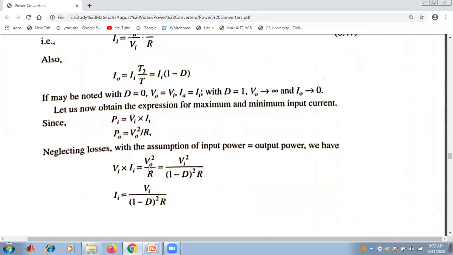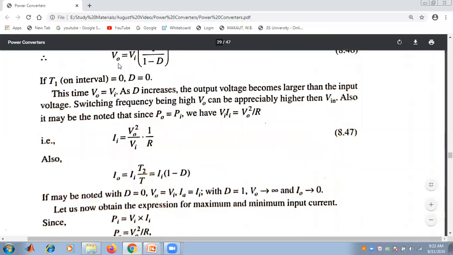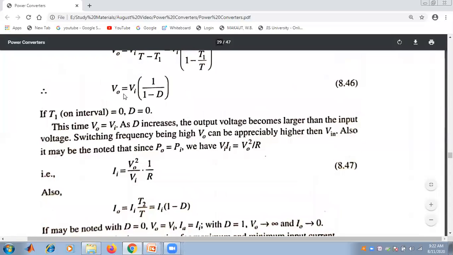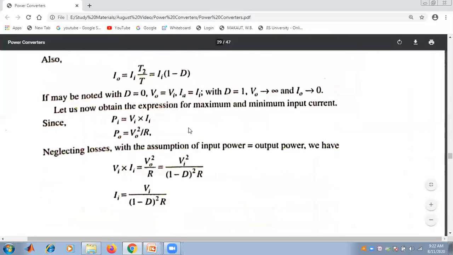We can write V0 from that particular equation, that is V0 equal to Vi by 1 minus T. So we can write Vi square by (1 minus T) square into R. From that equation, we will find the value of Ii, that is Ii equal to Vi by (1 minus T) whole square into R.